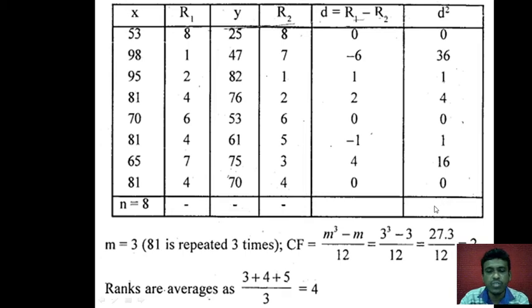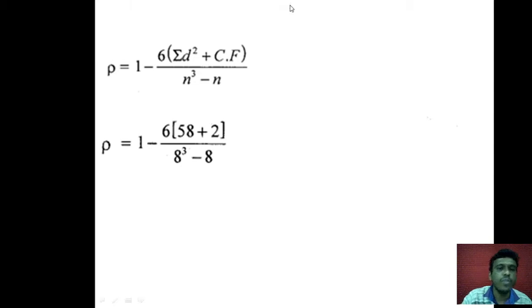What is summation D square? Summation D square is 58. Okay, so once you find out summation D square, the next thing is you have to substitute in the formula. The formula goes like this. What is the formula here?